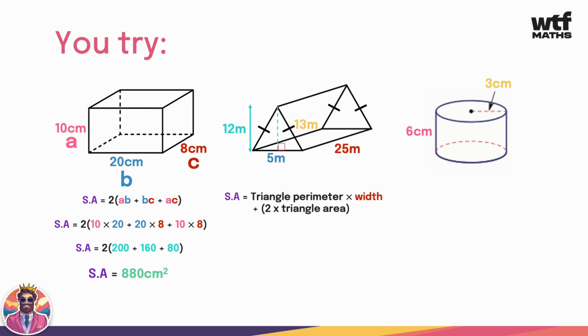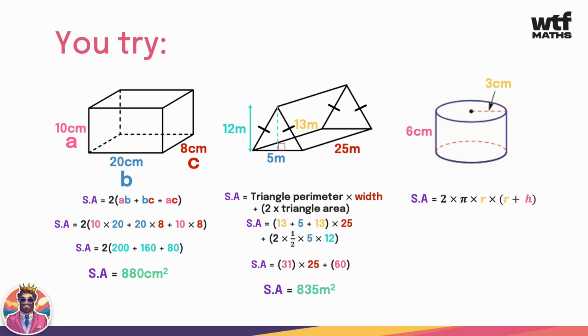The next one here, we're going to have to find the triangle perimeter. We're going to times it by the width and add 2 triangles at the end. So 13 plus 5 plus 13 would be the perimeter, timesing it by 25, and then we're adding 2 lots of half times 5 times 12. This ends up being 31 times 25 plus 60 at the end, which is 835 meters squared.